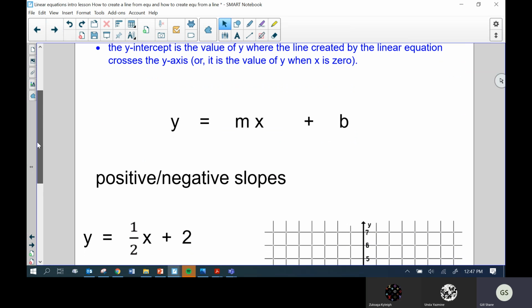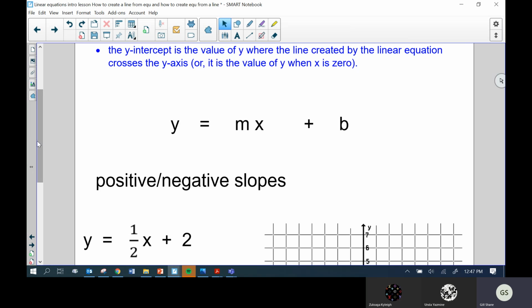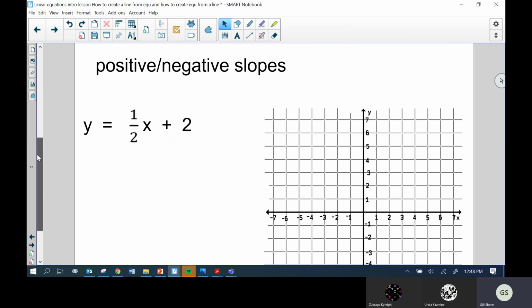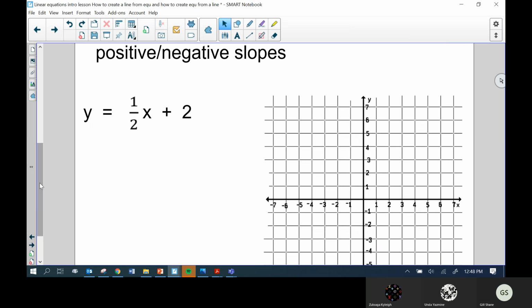So you do have some positive and negative slopes. They're going to look a certain way, so we're going to go over that. Here's what you're going to do on the worksheets. Two things. They're going to give you an equation. Oh, first, before I do that, I do want to do the positive and negative thing.